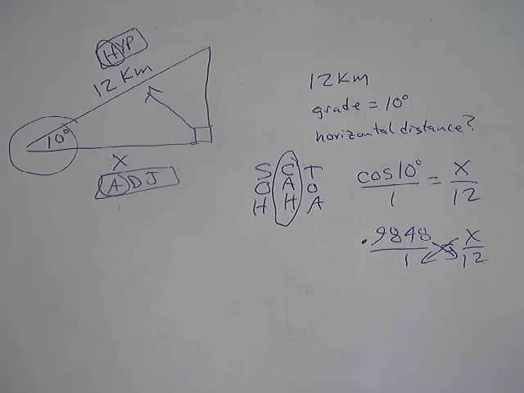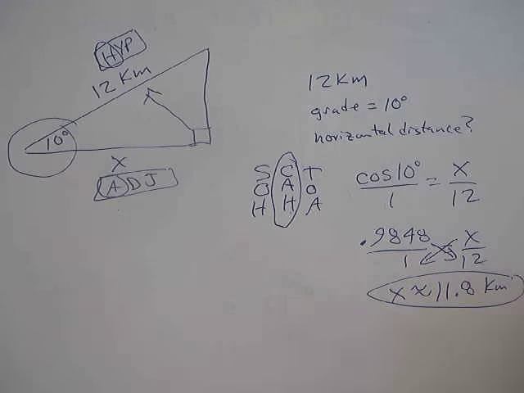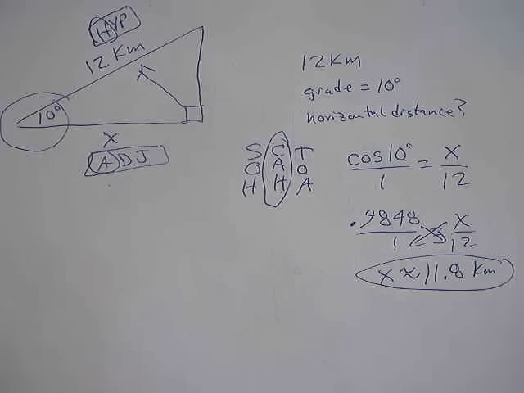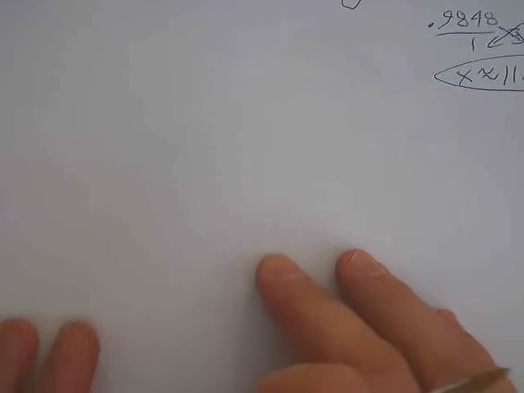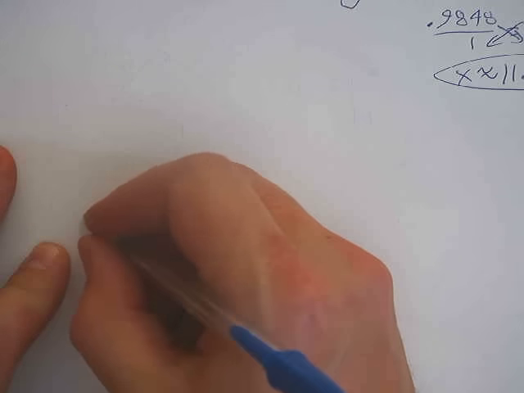Now, I don't know if you remember this, but the numbers on the bottom, we're just going to cross multiply here. If the number were on top, we would divide. So we're going to take 12 multiplied by 0.9848. It's going to give me x is about 11.8 kilometers. Okay? And that makes sense because this leg is almost as long as the hypotenuse there. Okay, good.